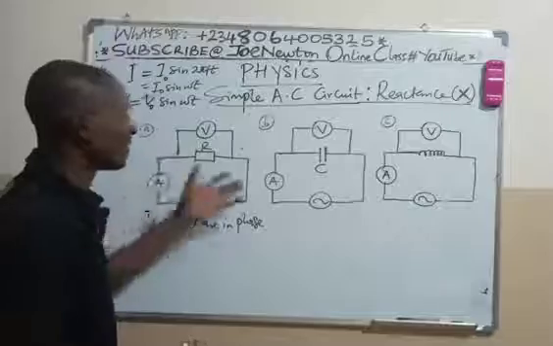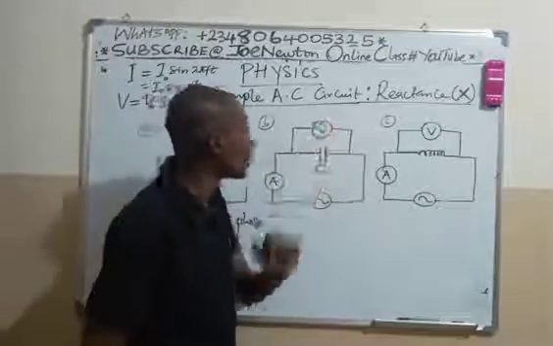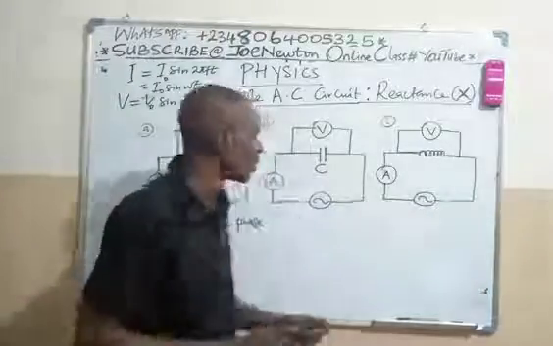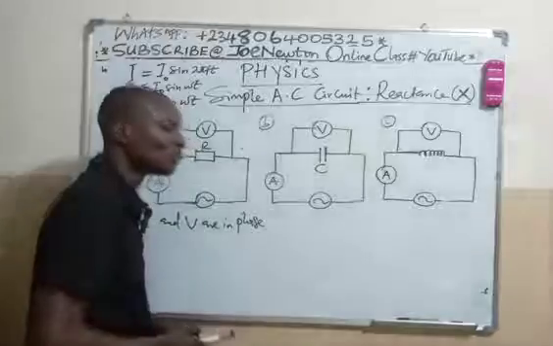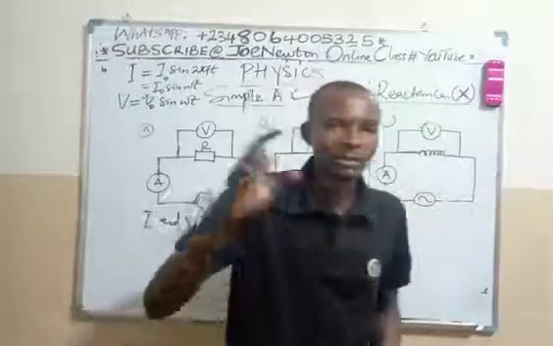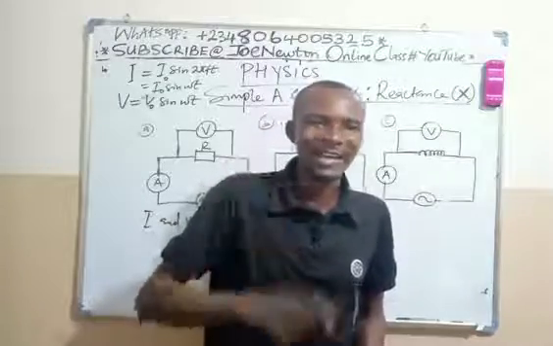Now, this is a typical AC circuit. This is the alternating current. Now, let us look at what will happen when we have a capacitor in an AC circuit. When we have a capacitor in an AC circuit, the current will lead while the voltage will lag.